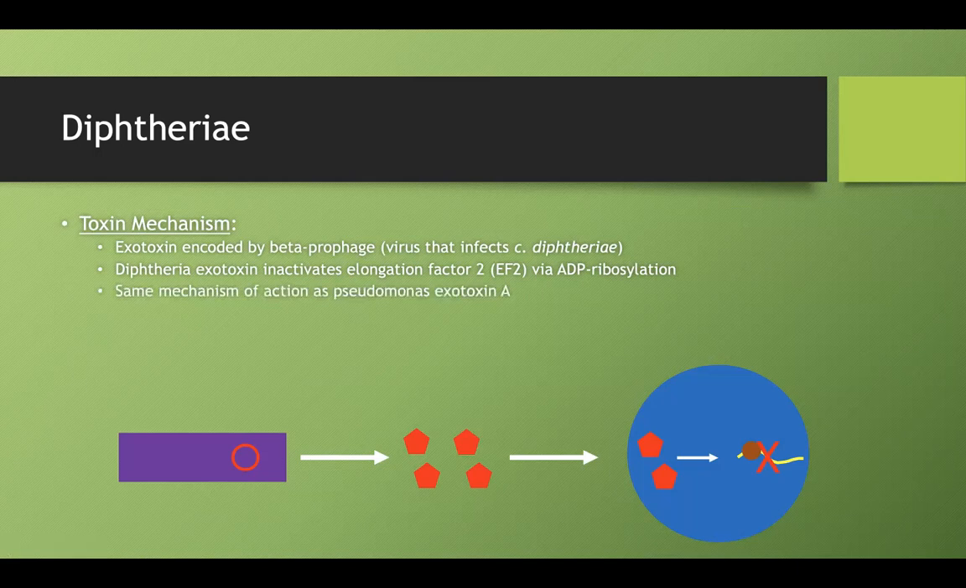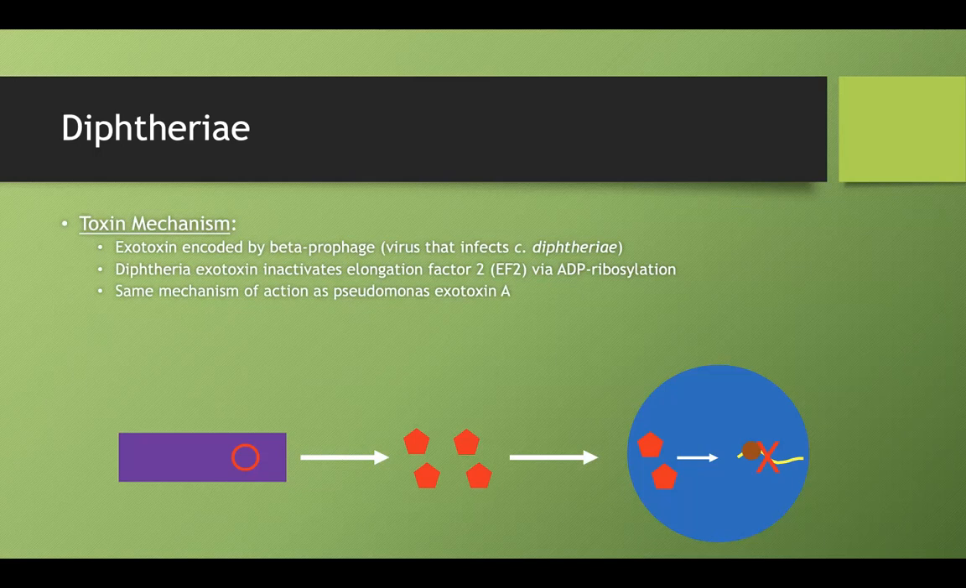And so again, on the tests, they love this stuff. They love to give you a picture where they describe somebody with classic diphtheria, and you know it's diphtheria. And then they say, the exotoxin of this disease has a similar mechanism to the exotoxin of which bacteria.